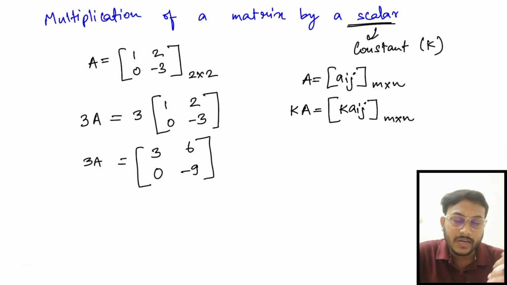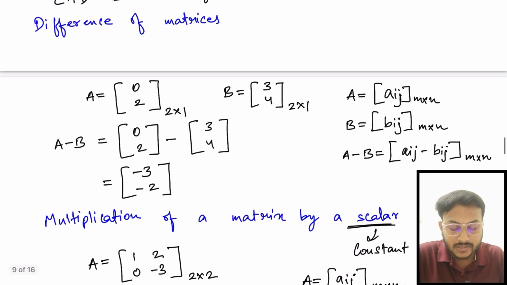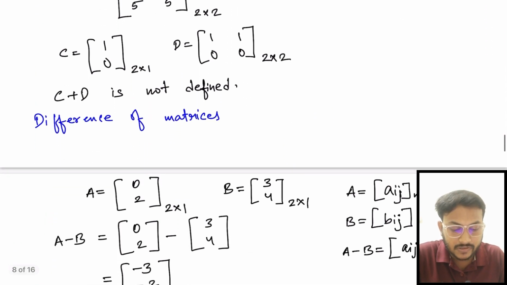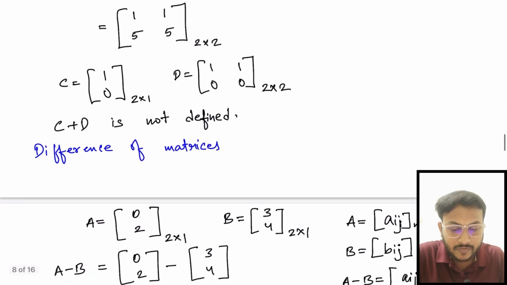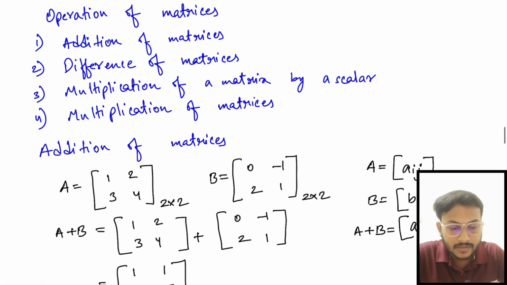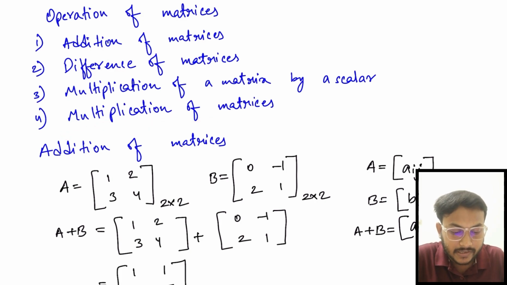So when you add two matrices, find the difference of two matrices, or multiply a scalar with a matrix, the order does not change; it remains as it is. In the next part, we have seen three subtopics: addition of matrices, difference of matrices, and multiplication of a scalar by a matrix. Next we will move on to the fourth subtopic, which is multiplication of matrices.